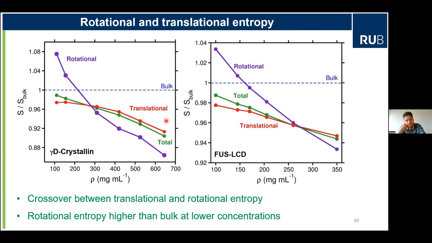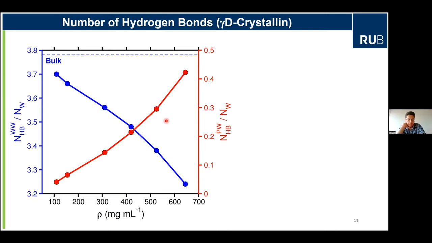So why is that? To investigate, we calculate the number of water-water hydrogen bonds and the water-protein hydrogen bonds. Water itself has an extended hydrogen bond network. It's a very intricate chain of hydrogen bonds. But in the presence of the proteins, these hydrogen bonds are broken. If we calculate the number of water-water hydrogen bonds per water molecule, which is the blue line here, and the number of protein-water hydrogen bonds per water molecule, we find that with increasing concentration, the number of water-water hydrogen bonds decreases, whereas the number of protein-water hydrogen bonds increases.